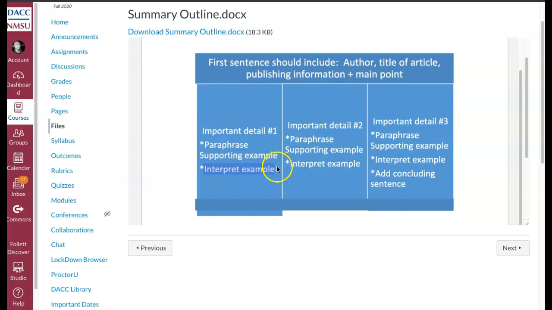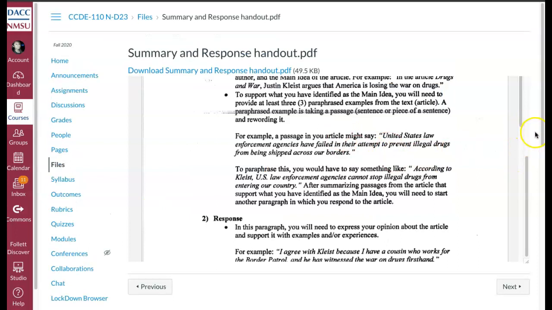So you're not explaining it in your own opinion, but you're interpreting it into what the author means, right? So for example, if we go back to this right here, according to the article Drugs and War, Justin Kleist argues that America is losing the war on drugs. And then over here, I'm going to include this example, but I'm going to paraphrase it. So I'm going to say, according to Kleist, U.S. law enforcement agencies cannot stop illegal drugs from entering our country. So I need to interpret that. So what I could say is, because they can't stop illegal drugs from entering, that's why Kleist believes that they are failing, or they are losing the war on drugs.